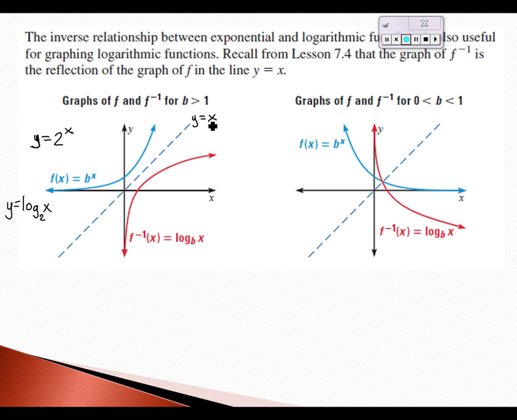What's the range of the blue function? What can y be? Remember what the range of an exponential function is? Greater than 0, so 0 to infinity, we might say. That was the range of the exponential function. What's the domain of the logarithmic function? What can x be in the red picture? These are switched, so it's greater than 0. So the range of the exponential function is 0 to infinity, and the domain of the logarithmic function is 0 to infinity.